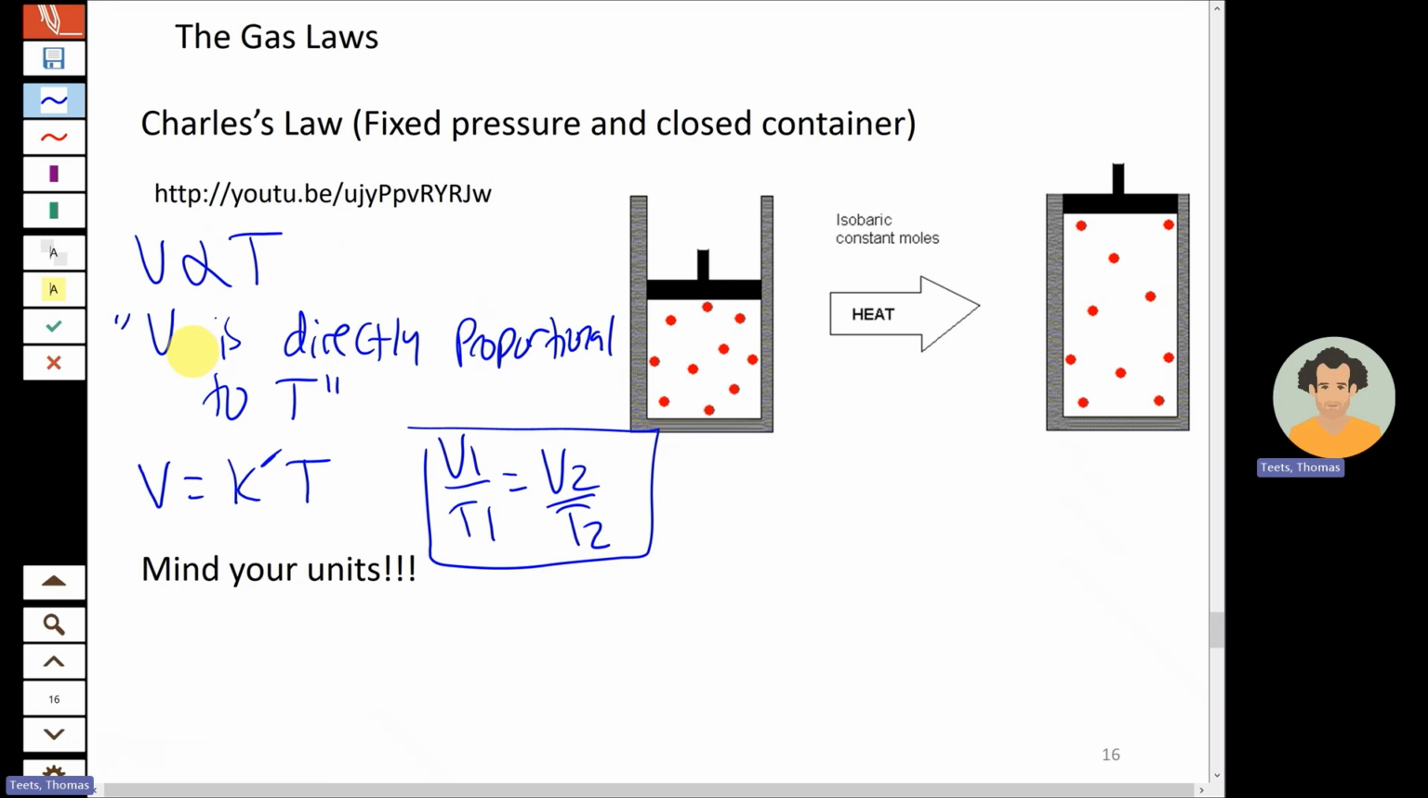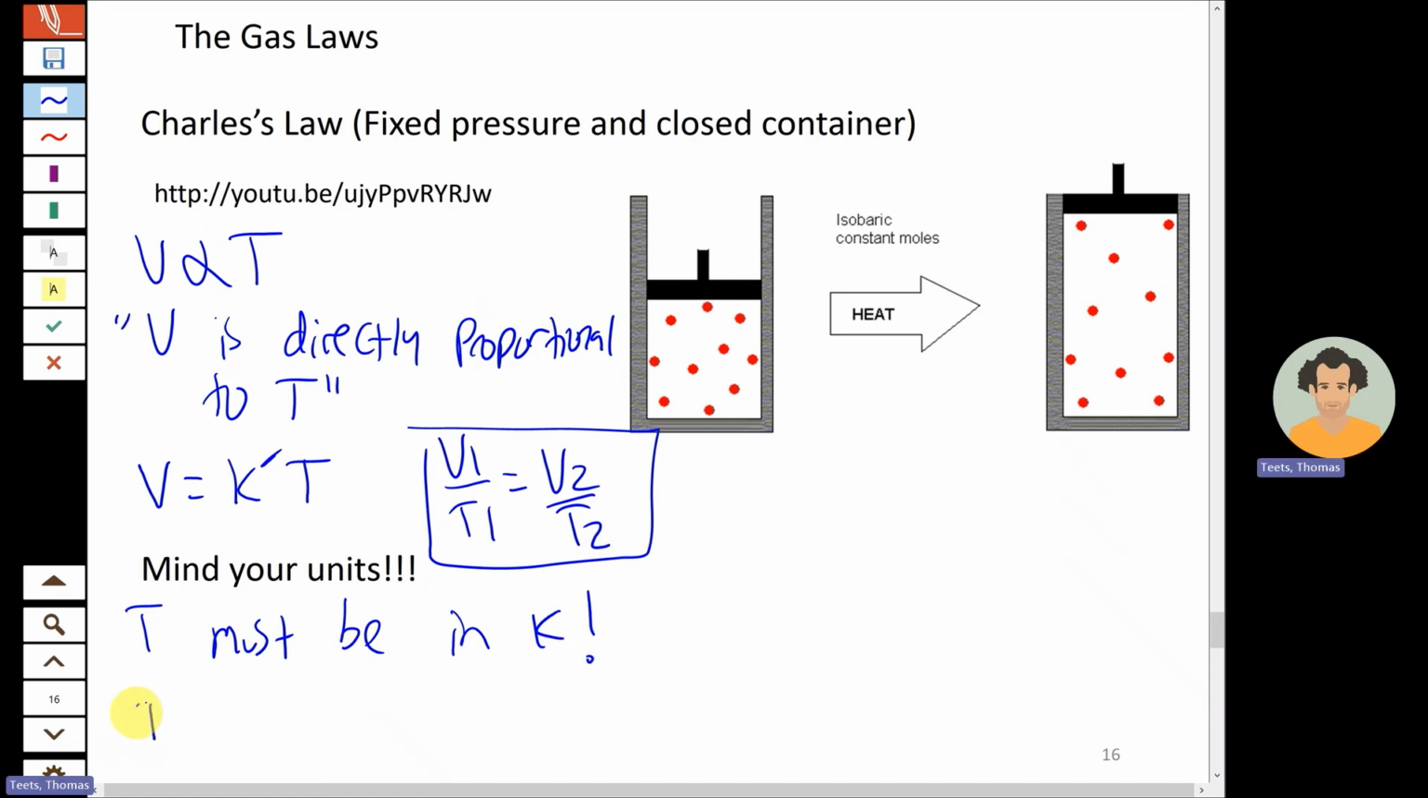Now, at this point, though, in everything we're doing in Chapter 8, we have to be really careful about units for temperature. This is not a delta T. This is an absolute temperature, just T1, T2, no delta in front of it. So in this case, the units for the temperature must be in Kelvin. The only time that volume and temperature are directly related this way is when Kelvin is the units.